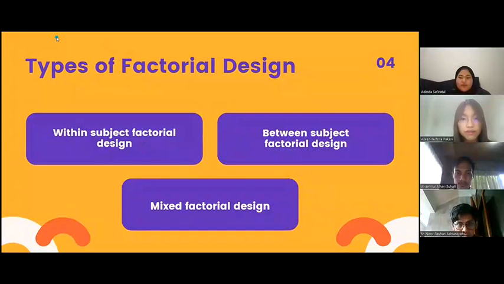There are three types of factorial design, namely the within subject factorial design, between subject factorial design, and mixed factorial design. In within subject factorial design, all of the independent variables are manipulated within subjects. In between subject factorial design, the subjects are assigned to different conditions, and each subject only experiences one of the experimental conditions. And lastly, the mixed factorial design is most commonly used in the study of psychology. It is named mixed because it has at least one within subject variable and one between subject variable.